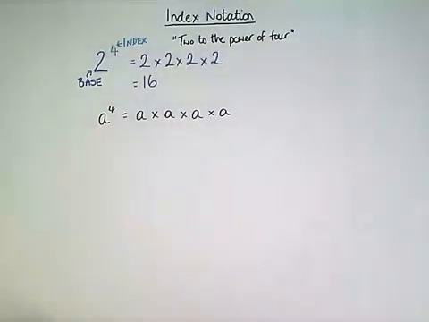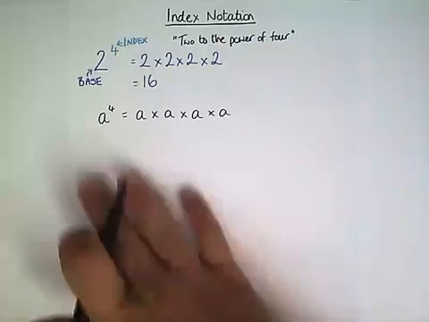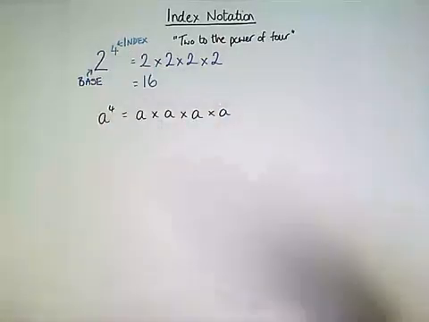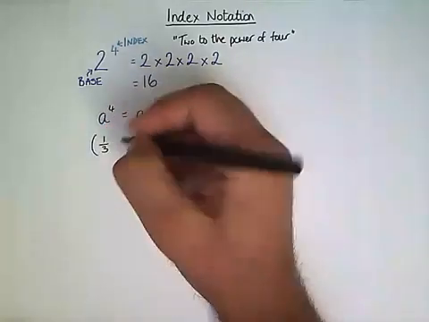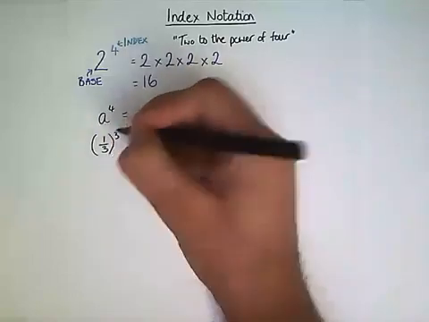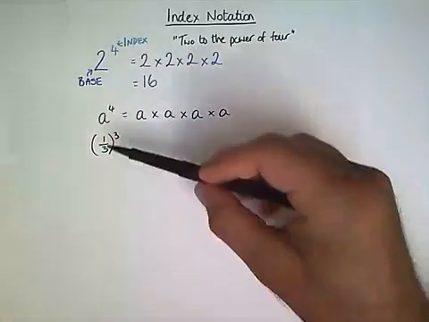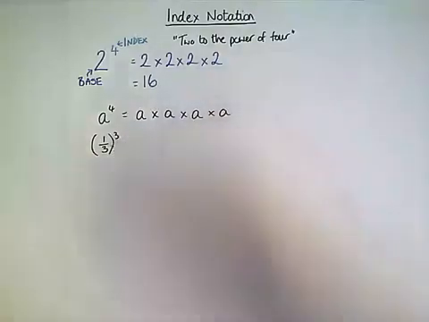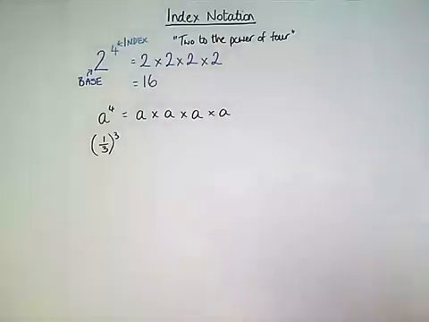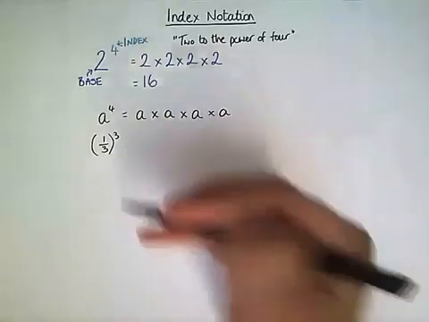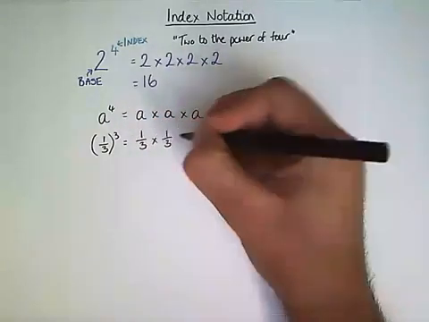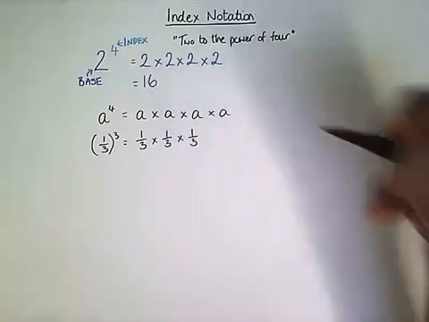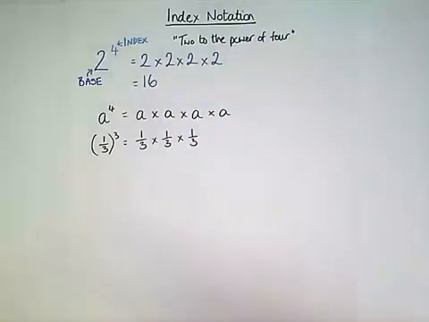Then we could repeat the process, whether it's algebra, whether it's a whole number, whether our base is a fraction. You might see a fraction put into brackets because we want to make sure that we're doing the whole thing cubed. When it's the number 3, we actually use the word cubed rather than say to the power of 3. So that would just be a third times a third times a third. Again, we could actually work out the value of that just by using our multiplying fractions.